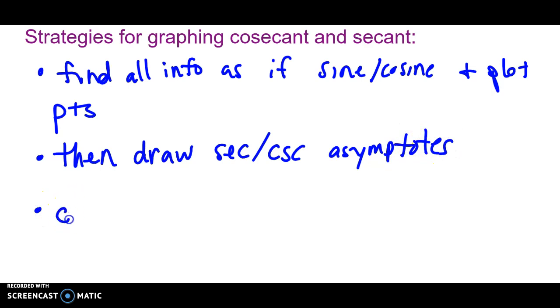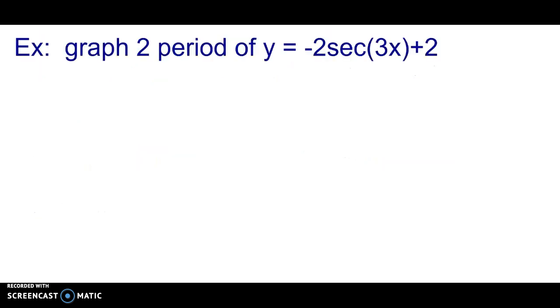And last but not least, we're going to fill in the curve. Okay, so those are our graphing strategies. So I'm going to work with the first one with you guys, and then I'm going to have you guys pretty much just try the rest. So let's take a look. We're going to graph 2 periods of the following secant equation.